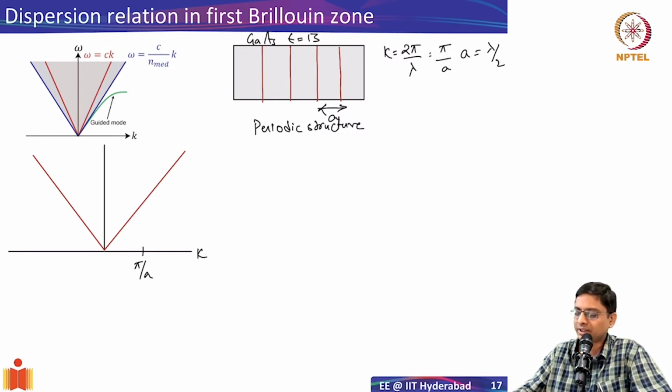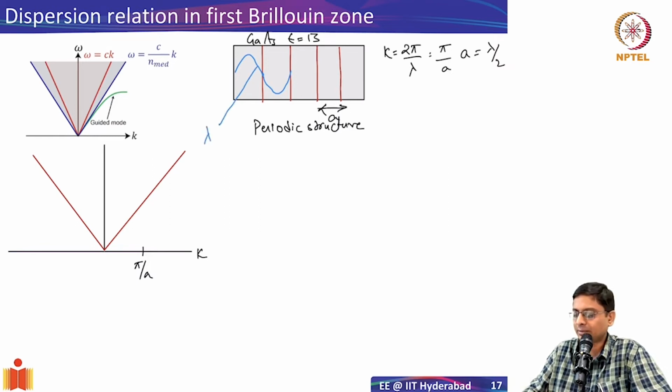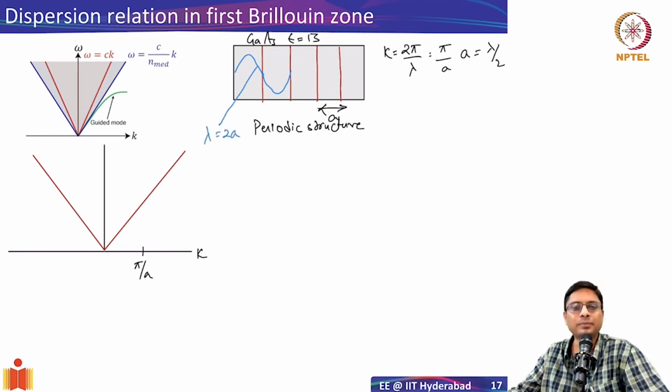Well, the wave could be something like this. You have the first part of positive half of the oscillation and then negative half. This is a wave with k equal to pi by a, or lambda equal to 2a, or a equal to lambda by 2. This is one particular wave, right?